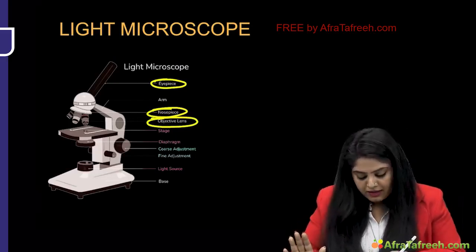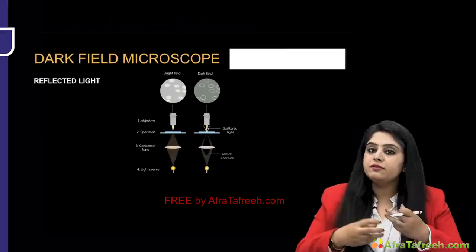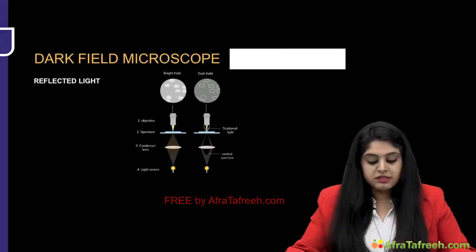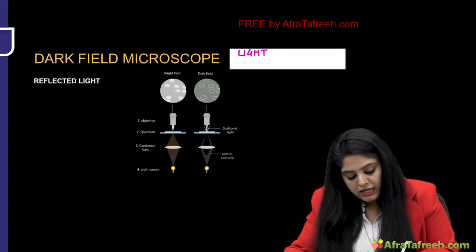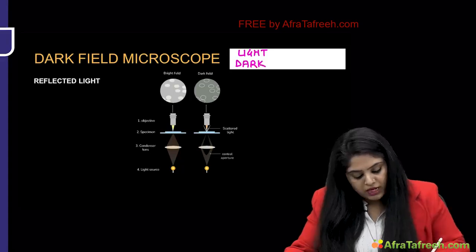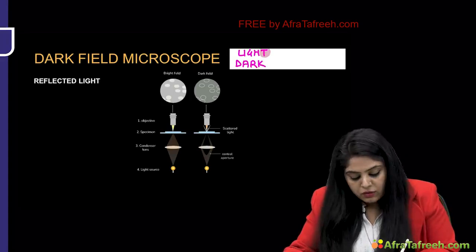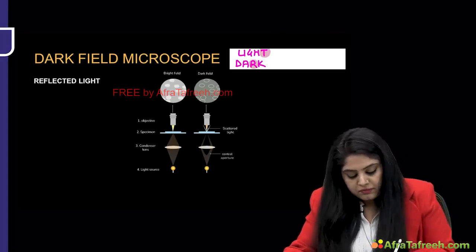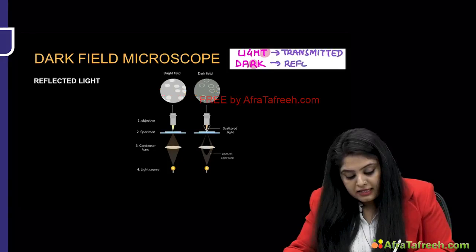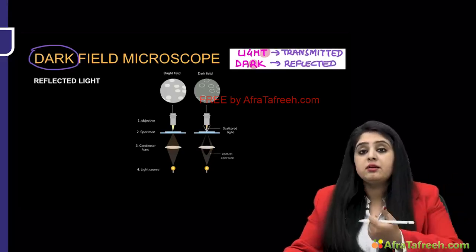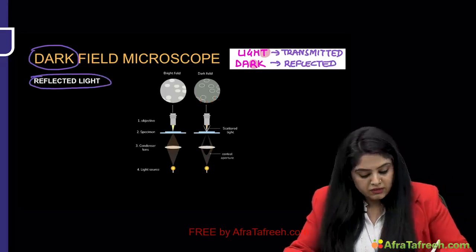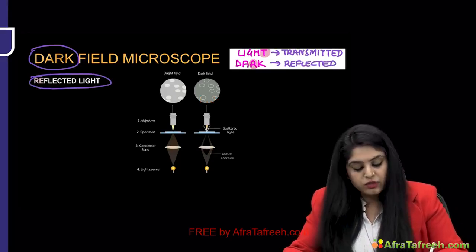Okay, having explained all of those, we can move on to a little bit of variations. Now there is something known as a dark field microscope. Your mnemonic for light microscope had which kind of light, and dark field microscope has which kind of light? Listen carefully. Light microscope has transmitted light and dark field microscope is going to have reflected light. Something is going to reflect.